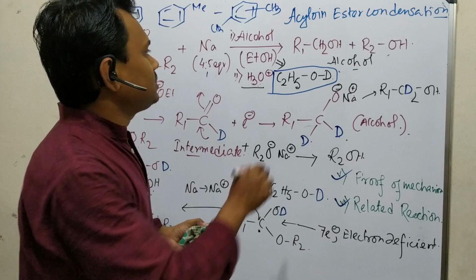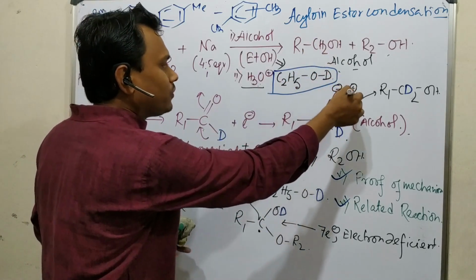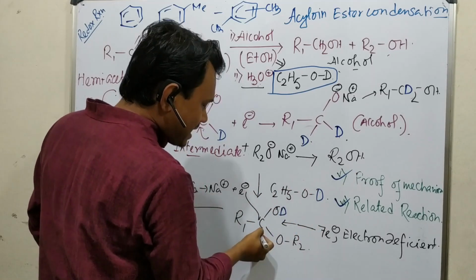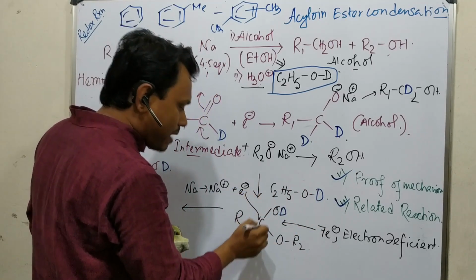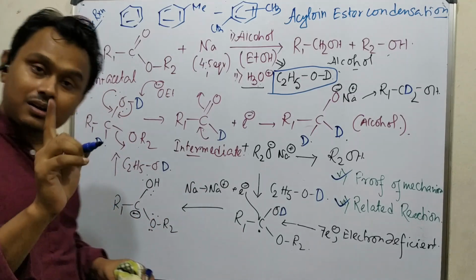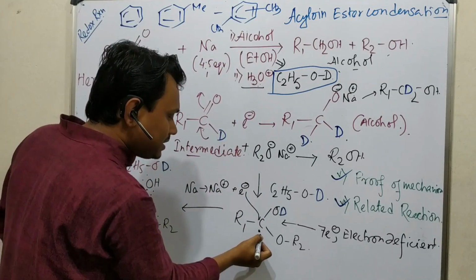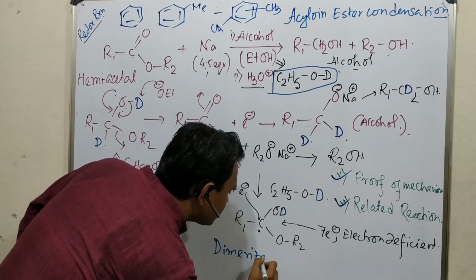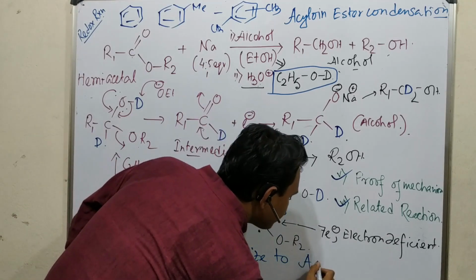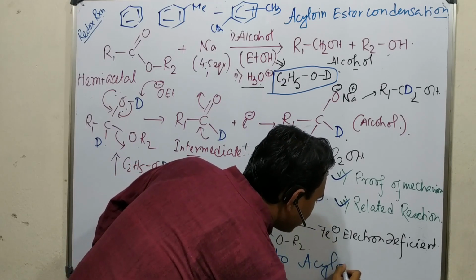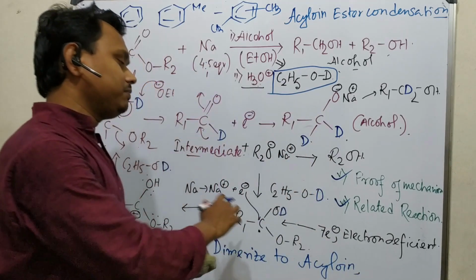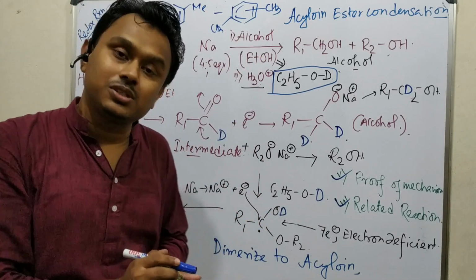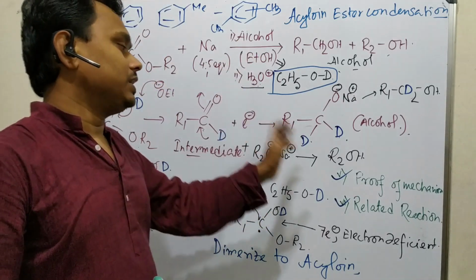In the case of a polar protic solvent, the prepared radical further reacts and ultimately produces an anion. But if we use xylene, this radical can dimerize to acyloin. In the next video we will understand that properly. So this is the uniqueness of the polar protic solvent: it stops the dimerization, and finally we get the alcohol.